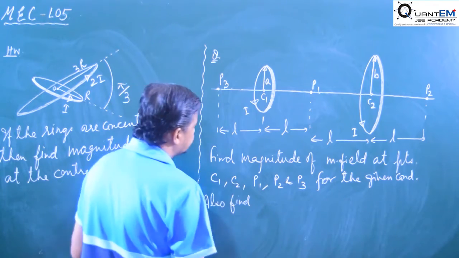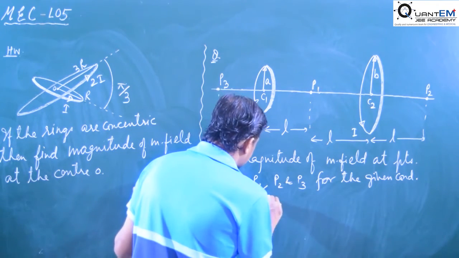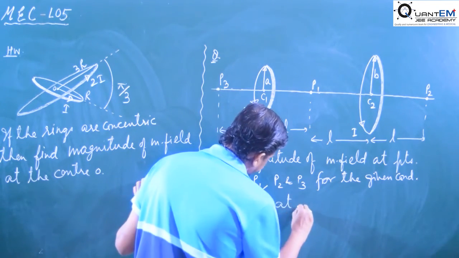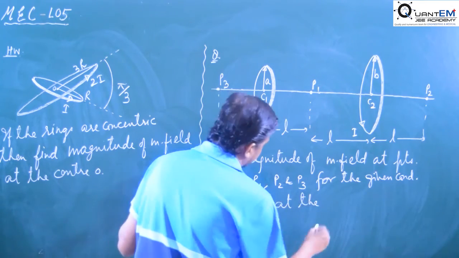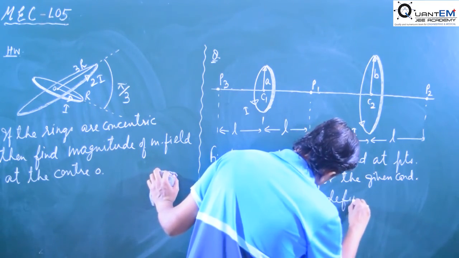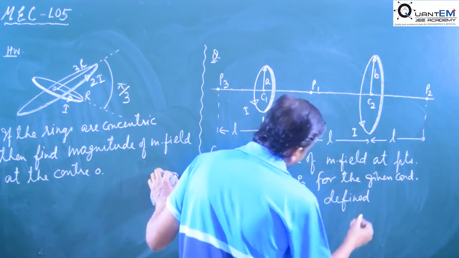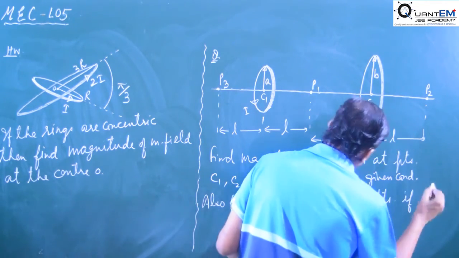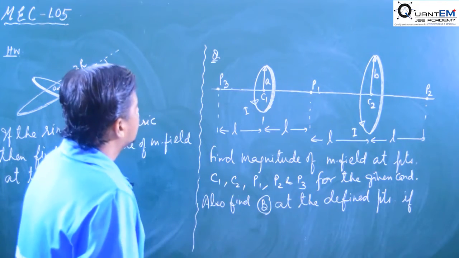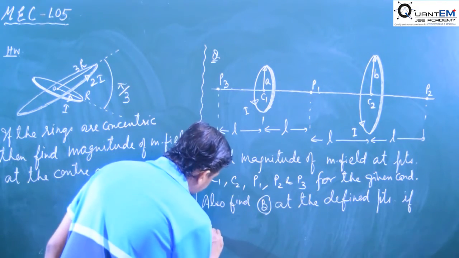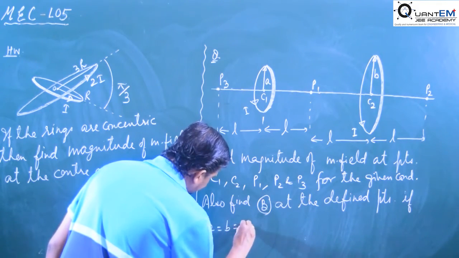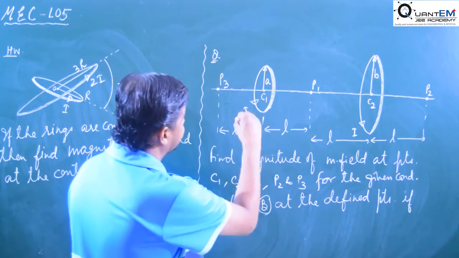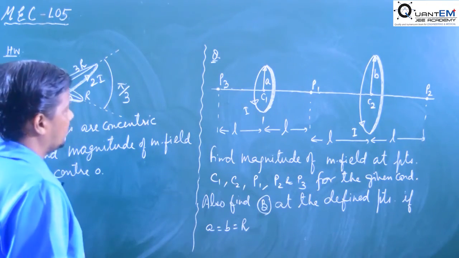Next part, also find the magnetic field intensity at the defined points if A is equal to B is equal to R, meaning the radii of the rings are equal.